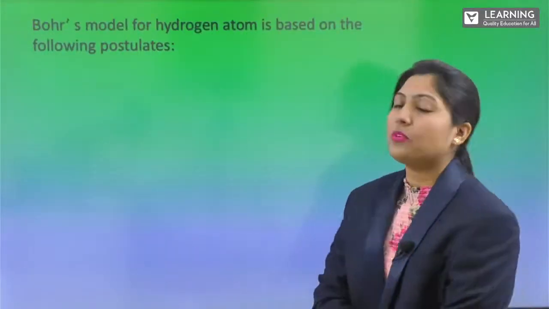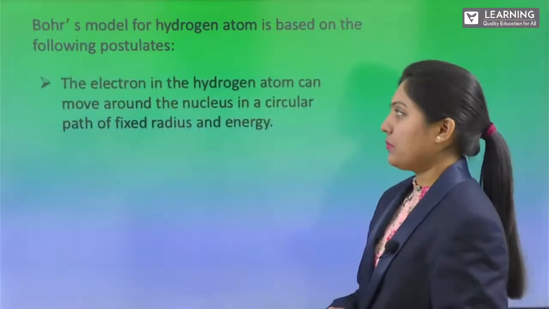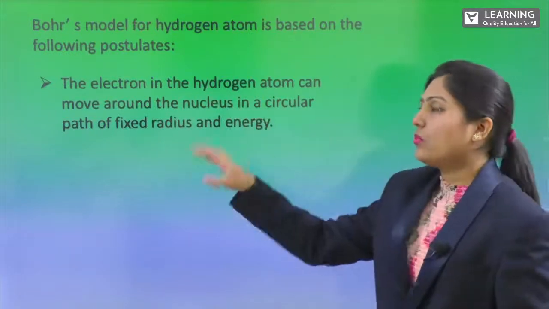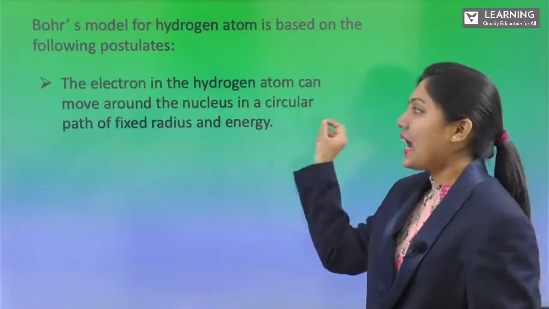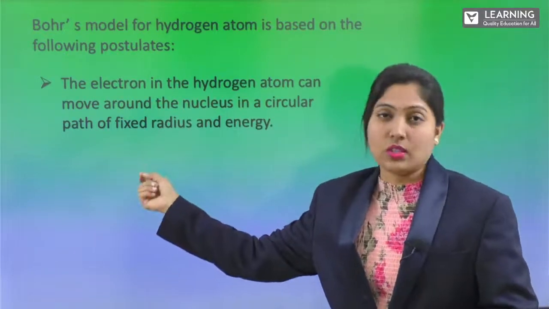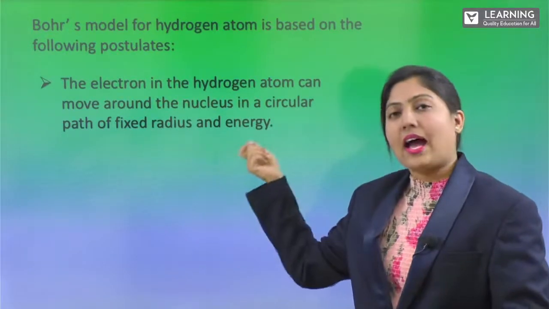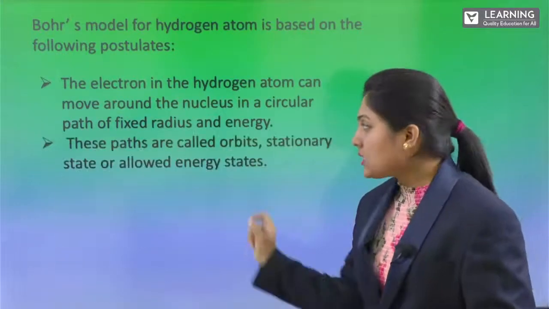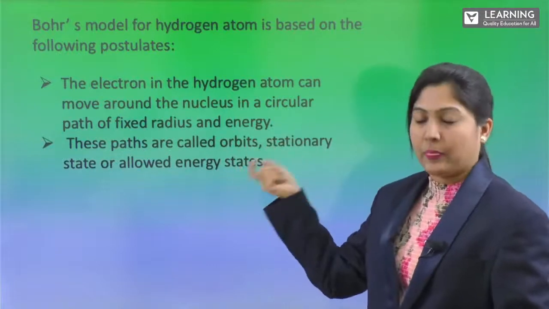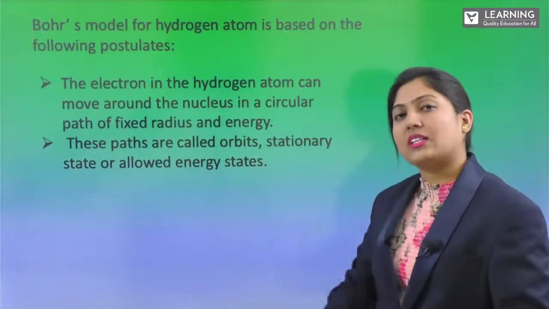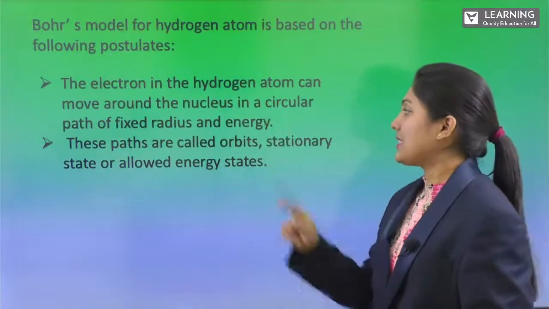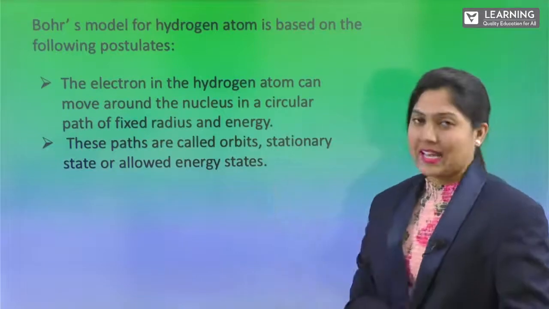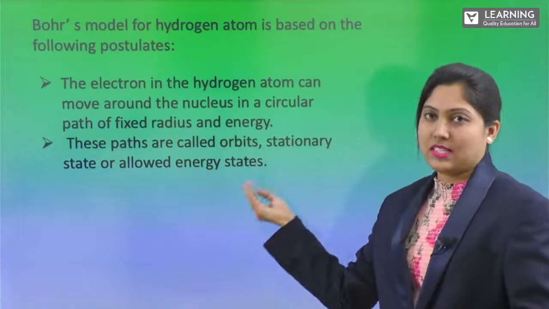So here are some of the postulates of Bohr's atomic model. What did he say? The electrons in the hydrogen atom move around the nucleus in a circular path, which we also call a fixed radius, and a fixed energy is present for that orbit, and those paths are called orbits. The fixed orbits in which the electrons revolve around the nucleus are called orbits, or we can also call them stationary states or allowed energy states.